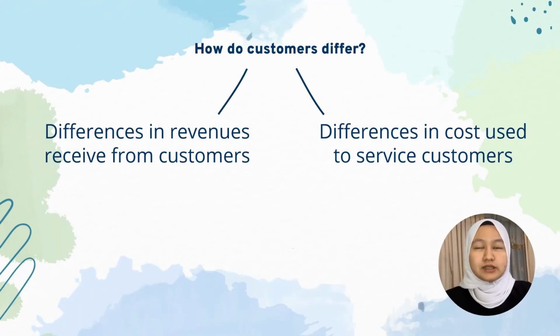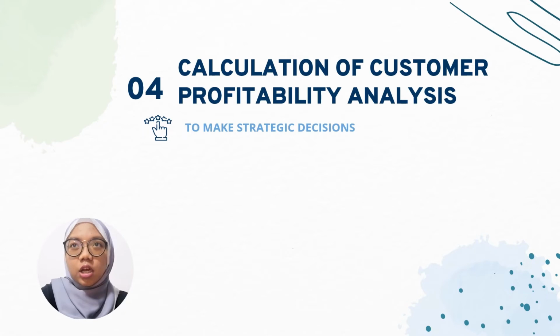How do the customers differ? It is the difference in the revenue received from the customer and the difference in cost used to service customers. Difference in revenue is when customers are charged different prices or given different discounts, or purchase different values, or customers purchase a range of different products, while difference in cost relates to manufacturing cost and the cost of downstream activities. Next will be on the calculation of the customer profitability analysis.